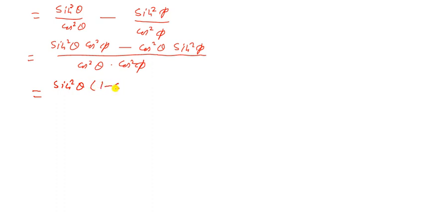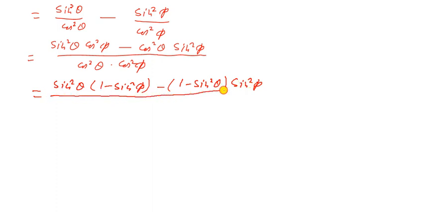It is sin square theta cos square phi, that is 1 minus sin square phi. So we can write here 1 minus sin square phi. And here is cos square theta, so we can write here 1 minus sin square theta, and here is sin square phi. All the terms are changed into sin form. And here is cos square theta and cos square phi.